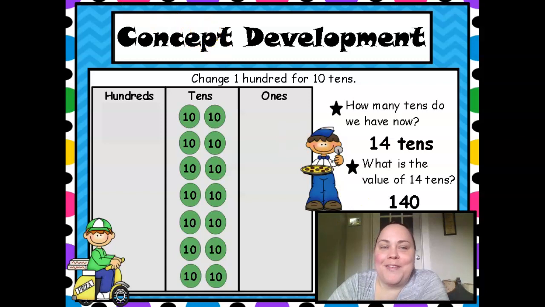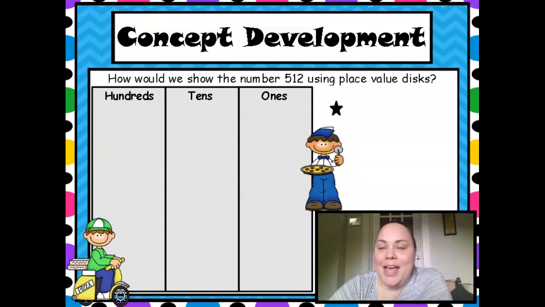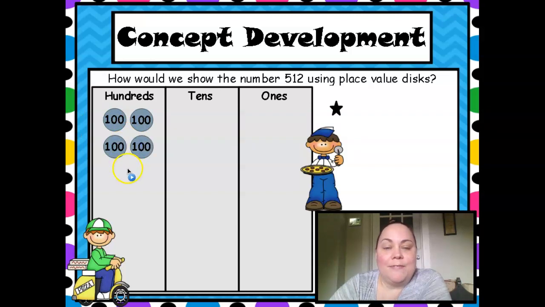Let's try the number 512. How are we going to show 512? Again, we have to think. Is it a 1-digit, 2-digit, or 3-digit number? 3-digit, so we're going to start in our hundreds place. 100, 200, 300, 400, 500. Now when we go to our tens, 510, 511, 512.